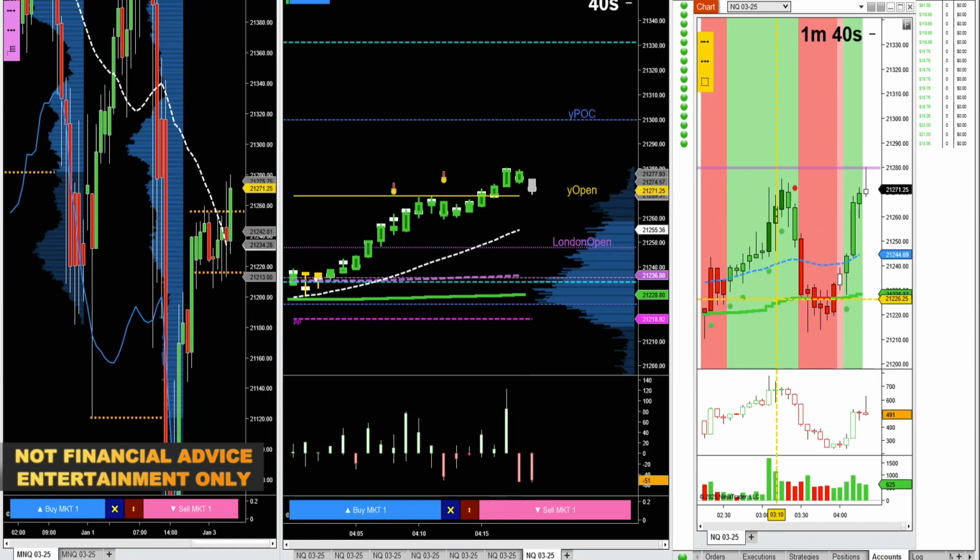I just got into another little short. Had a hand-drawn level on the 5-minute chart here. Came right up to it to the tick. Just popped down 10 points. Had point of control drawn up to the top of this candle when we were hitting it too.